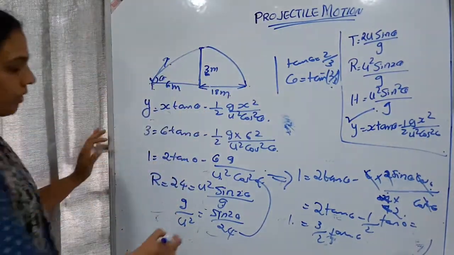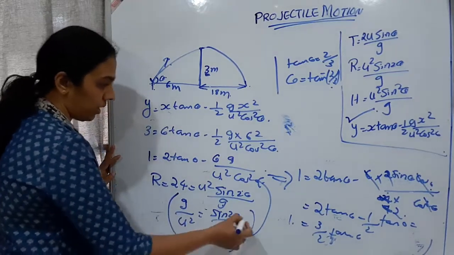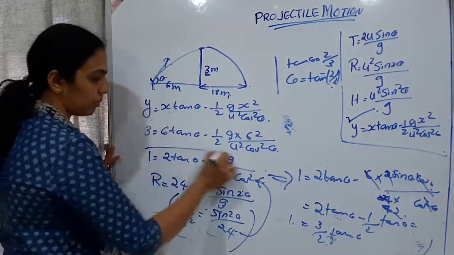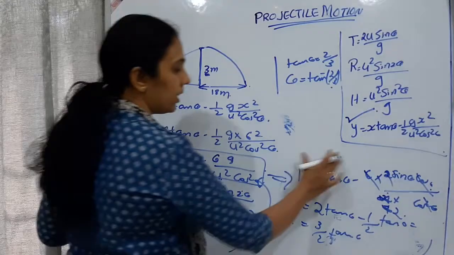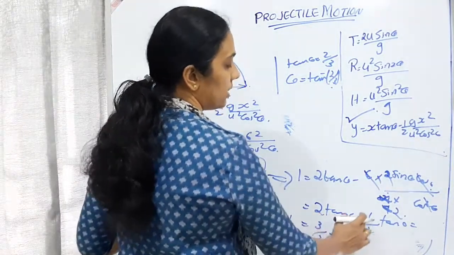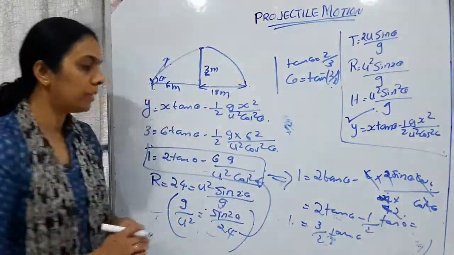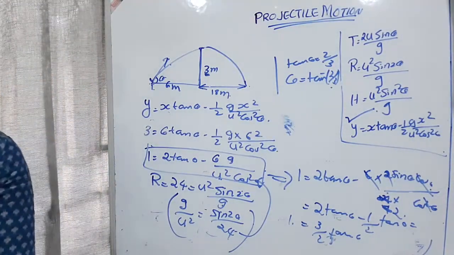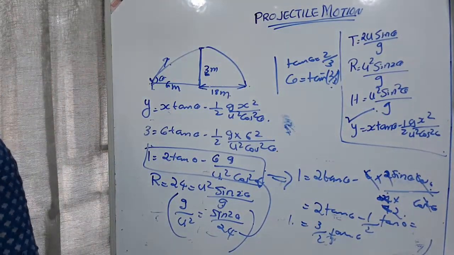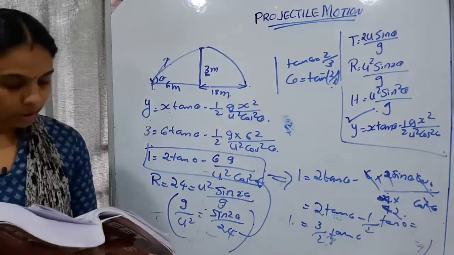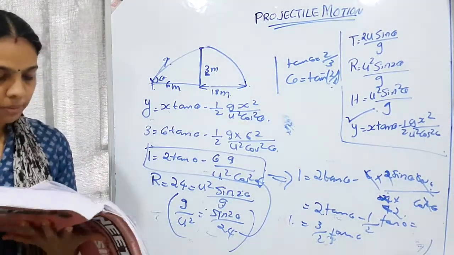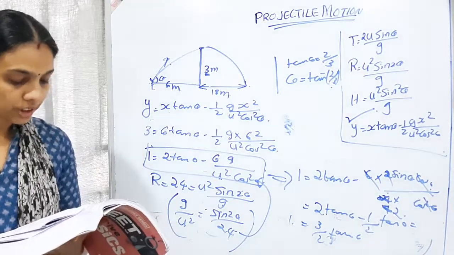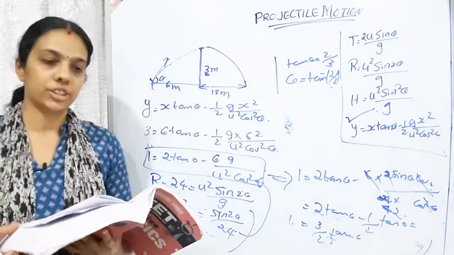From there we found one value of g by u square. That g by u square value we substituted over here, and after the calculation we get 2 tan theta minus 1 by 2 tan theta. That is the final answer, tan inverse 2 by 3. Okay, clear? Then next question: a horizontal range and maximum height attained by a projectile are R and H.